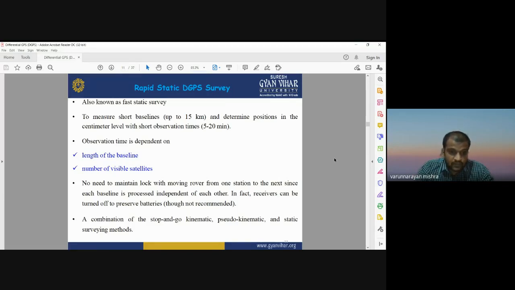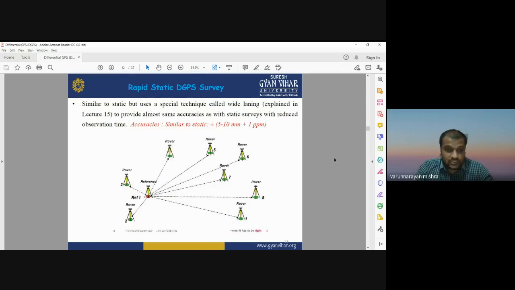It is a combination of stop and go kinematic, pseudo kinematic, and static surveying methods. It is also known as the stop and go kinematic process. Stop and go means you stop at the position, take the observation, and go for the next observation. This is the way in which rapid static DGPS survey works.